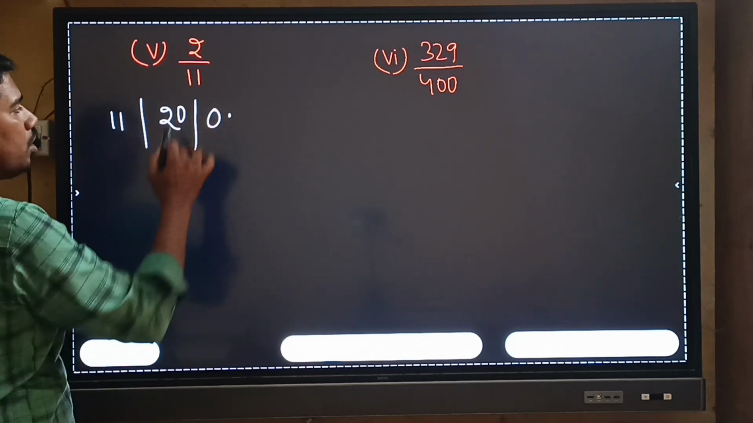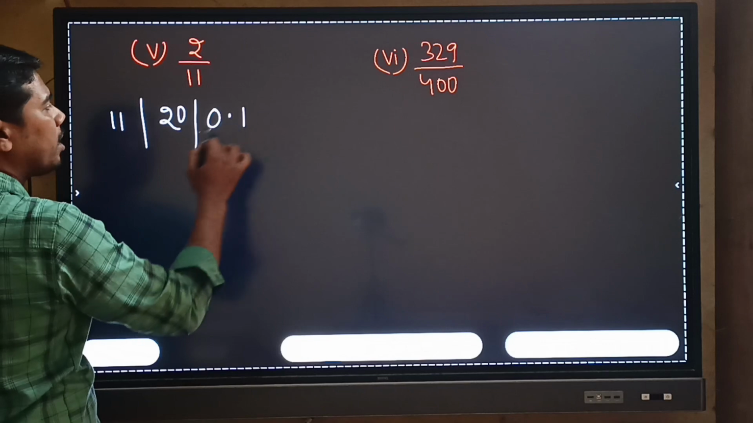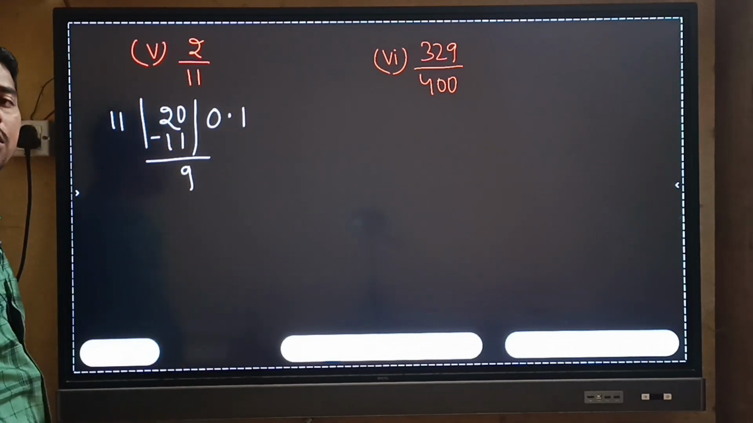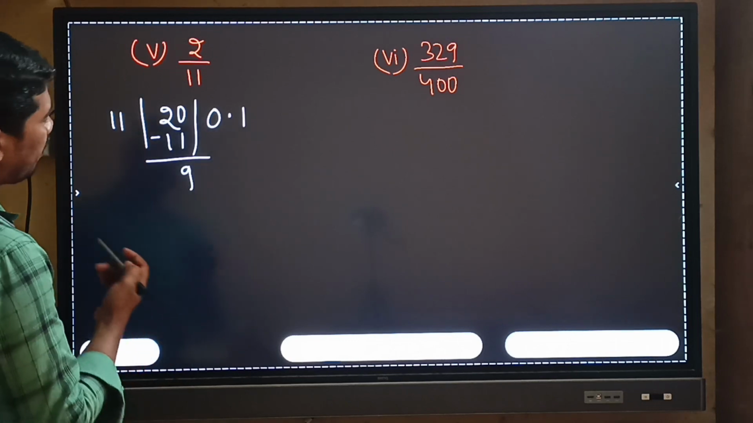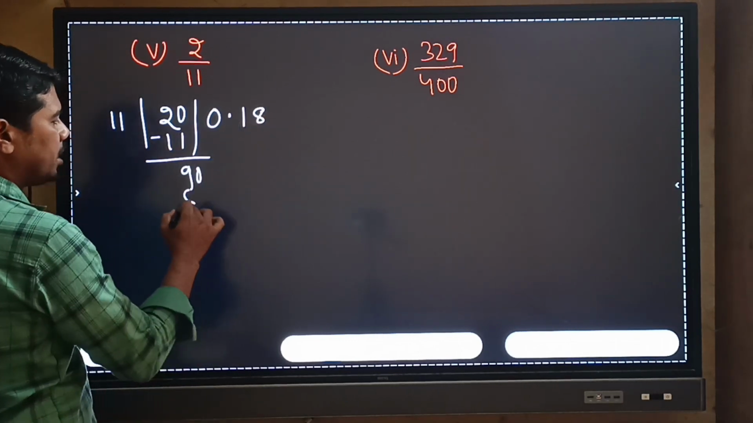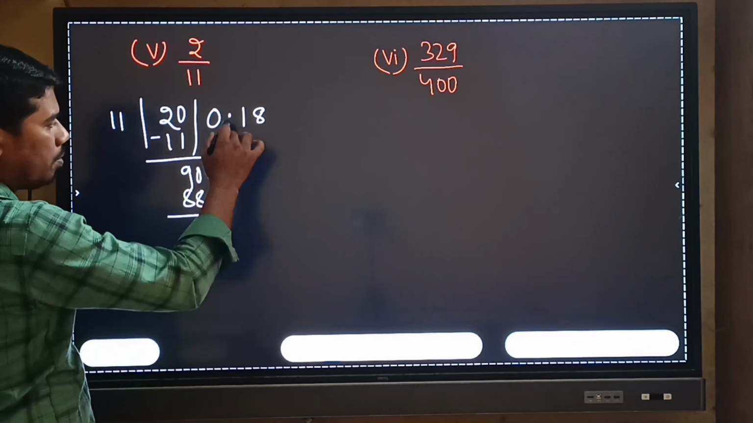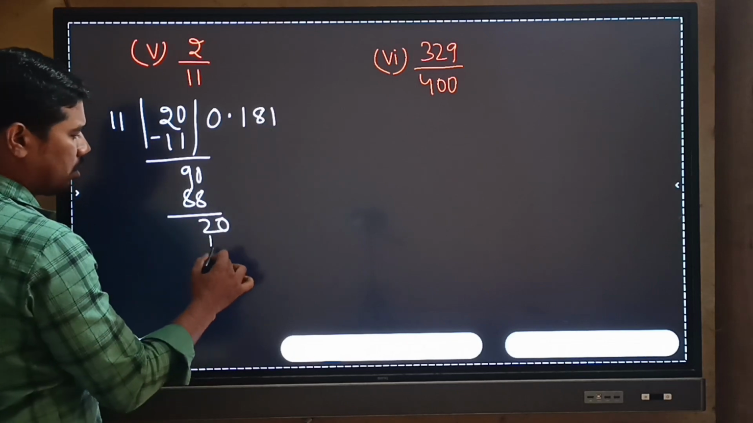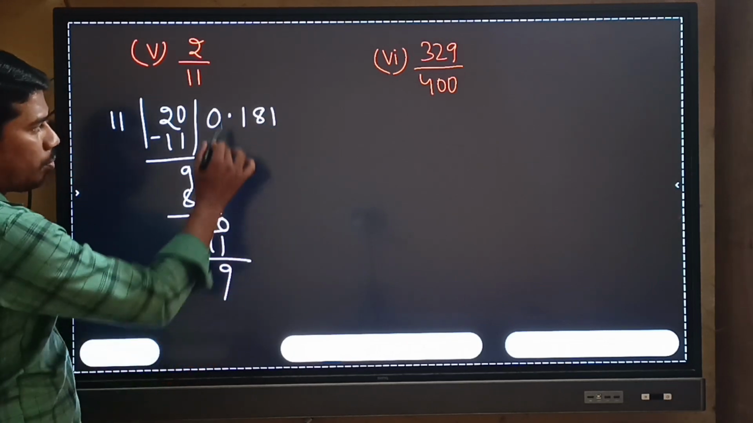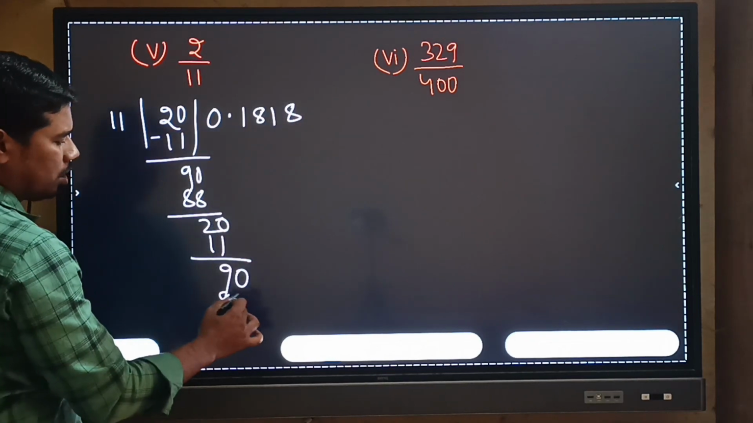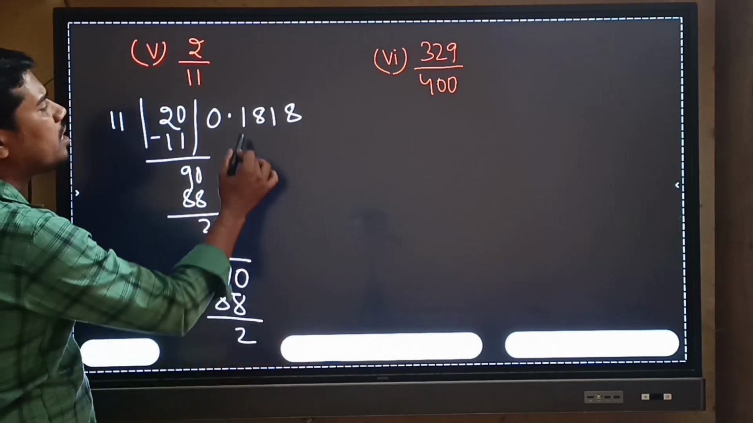So point means then 20 it will be. 11 1 jar 11. The result is, subtracting, 20 minus 11, 9. Then point is there means it will become 90. 11 8 jar 88. Now 2, point is there means it will become 20. 11 1 jar 11. Then 9. Point is there means it will become 90. 11 8 jar 88.